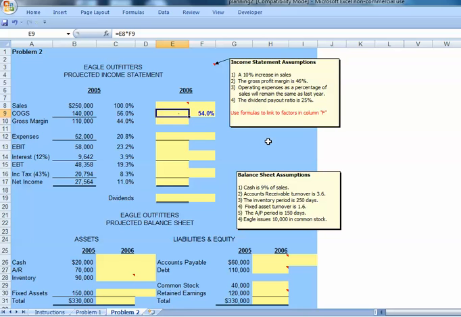Okay, so good luck with the second worksheet tab. As you get the correct answers, the font should turn blue for you. If you've got questions on it, feel free to send me an email with a copy of your worksheet and indicate where you're having problems, and I'll see if I can help you out.